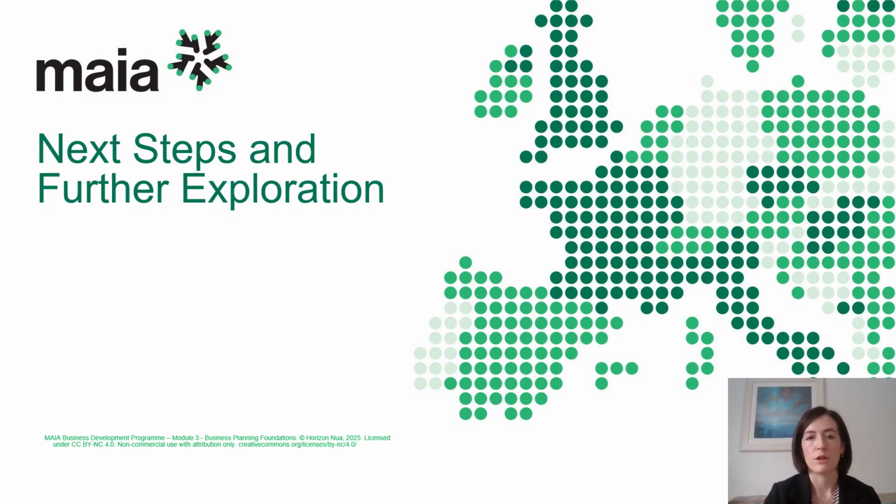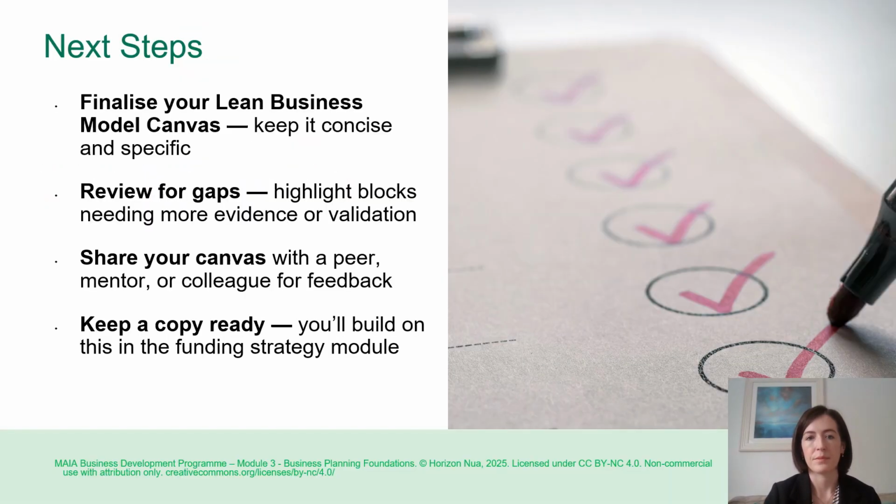Next steps and further exploration. As we wrap up Module 3, your priority is to finalize your lean business model canvas. Keep it concise and specific. The goal is clarity, not length. Each block should clearly communicate the key points without unnecessary detail.